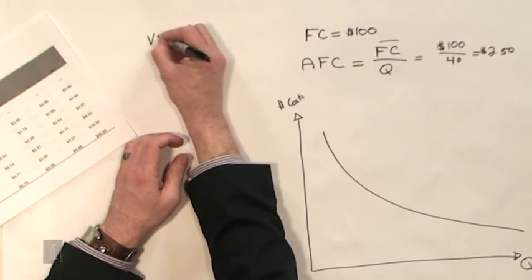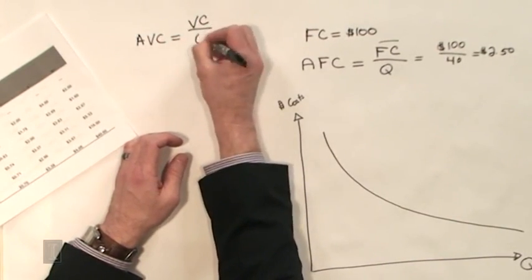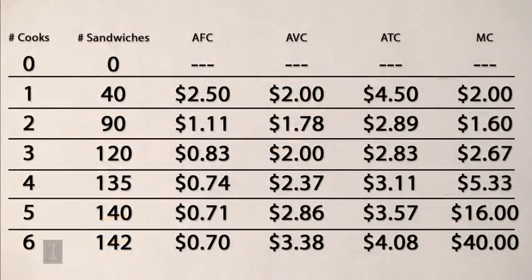The average variable cost is a whole different story, because the average variable cost will go up at some point, because you're paying more workers the same money, and it also depends on how productive those workers are. So to calculate the cost per variable input, again, what we're going to do is divide the variable cost by the output. And if we do that, you see in the table, when you have one worker, you make 40 sandwiches, your average variable cost, your cost per sandwich, is $2. And when you have 90 sandwiches, which is when you have 2 workers, your average variable cost is $1.78.